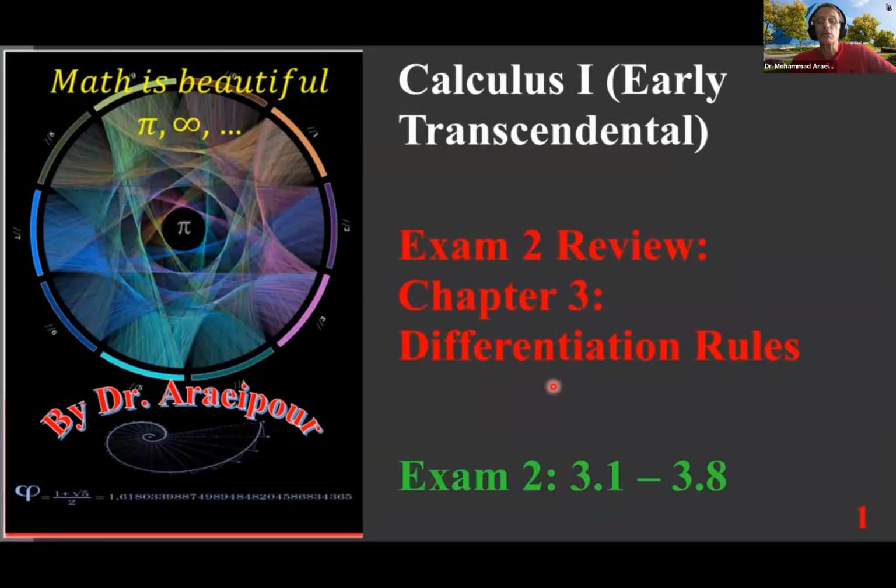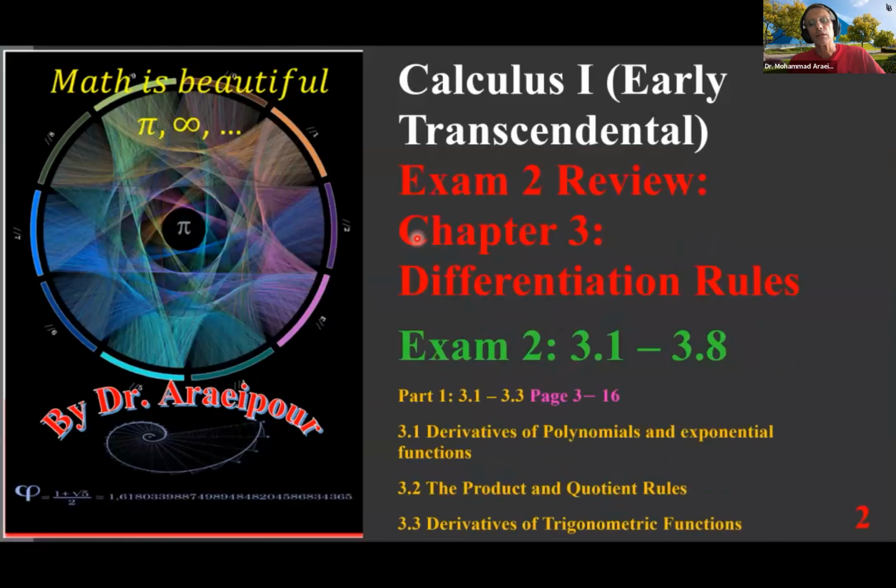This is exam 2 review, chapter 3, differentiation rules, which we'll cover from section 3.1 to 3.8. For this part, we are going to cover sections 3.1 to 3.3. 3.1, derivatives of polynomial and exponential functions. 3.2, the product and quotient rules. 3.3, derivatives of trig functions.